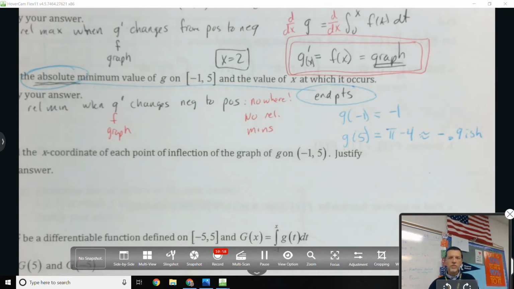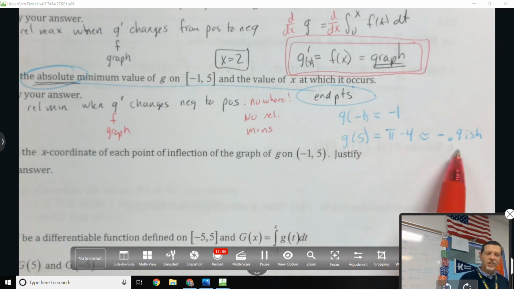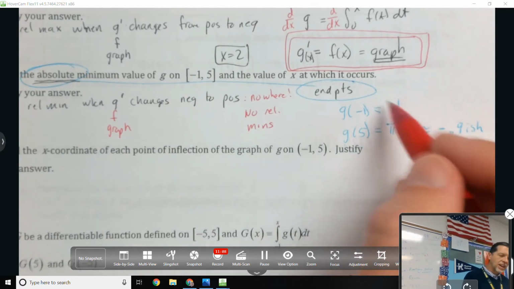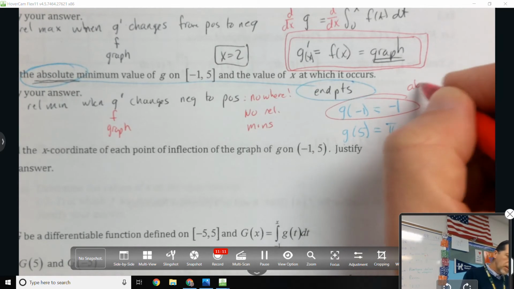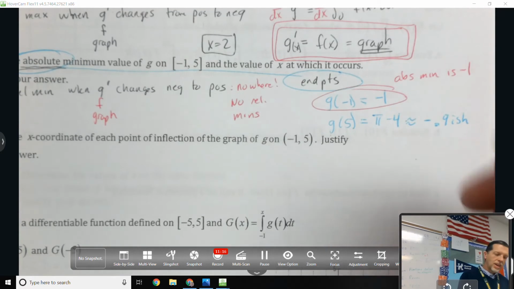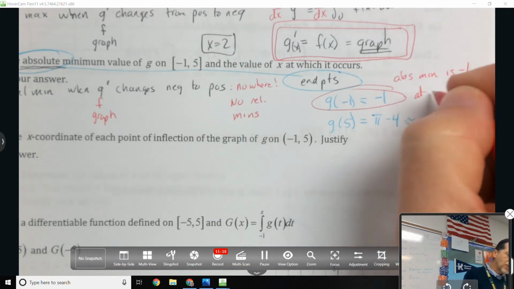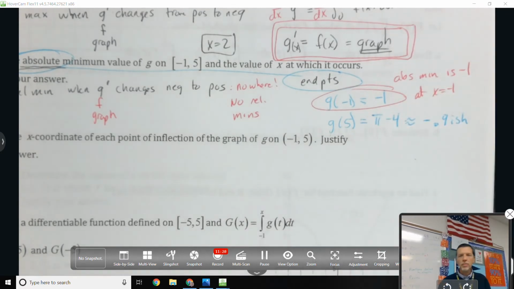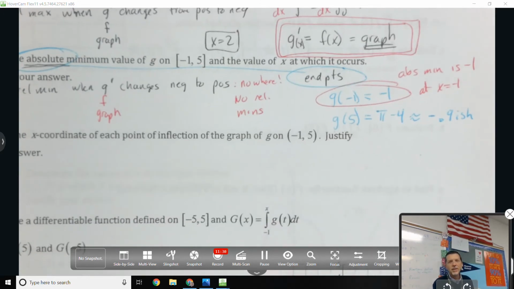And so we're looking for which one's the smallest. So which one's smaller, -1 or -0.9? -1. So the absolute minimum is -1. Oh, I don't like this problem. The absolute minimum is -1, and it occurs at x equals -1. I mean, it's a good reason I don't like it. If you get them mixed up on whether the x or the y, they're the same for that one. But the minimum is the y value, the location is the x value.